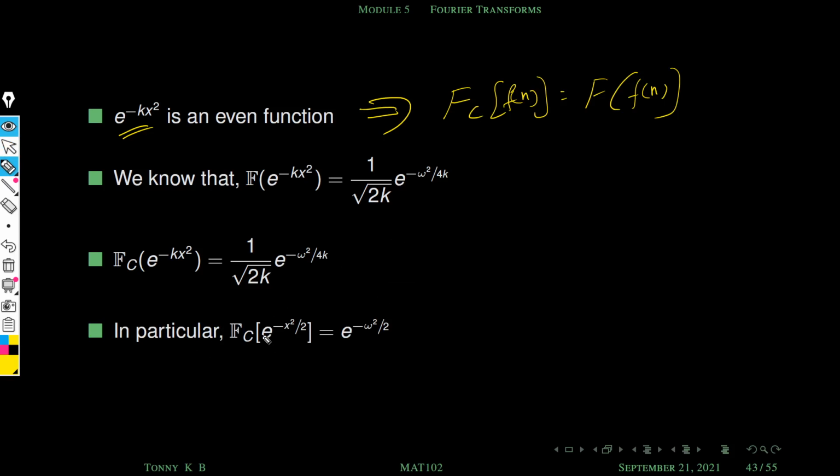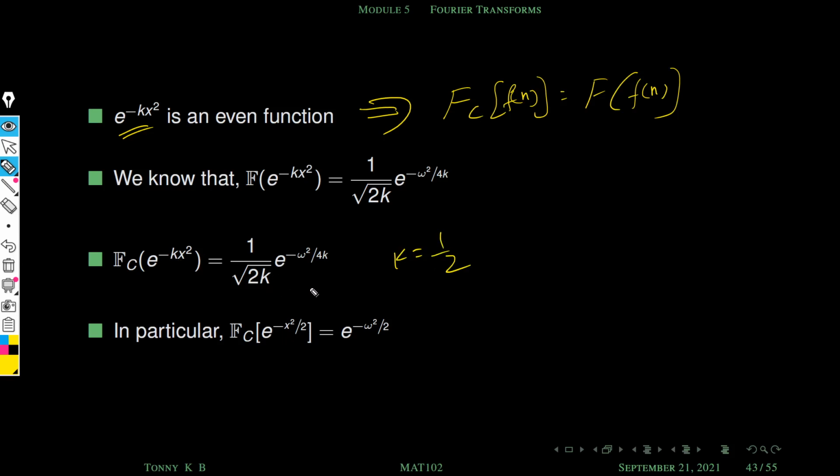Okay, in particular, the Fourier cosine transform of e raised to minus x square by 2. To get this result, what is the value of k? To get this e raised to minus x square by 2, what is the value of k? Yes, if you choose k is equal to 1 by 2, this becomes e raised to minus x square by 2.